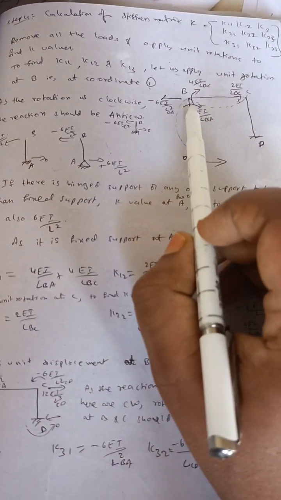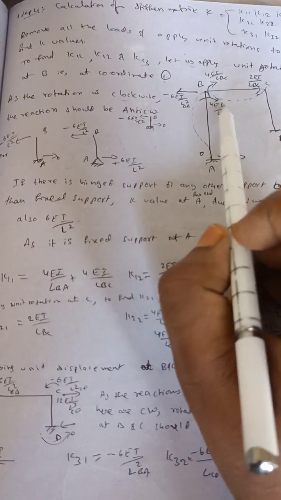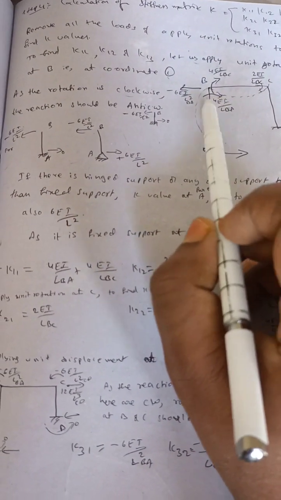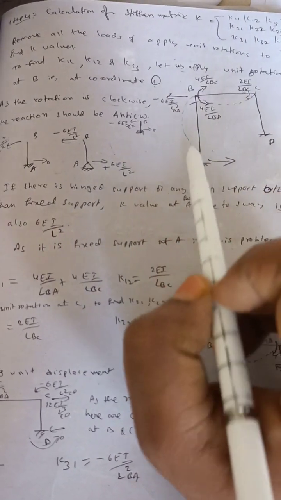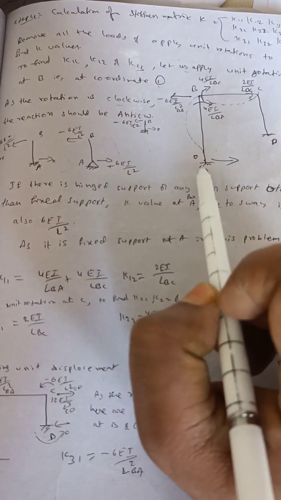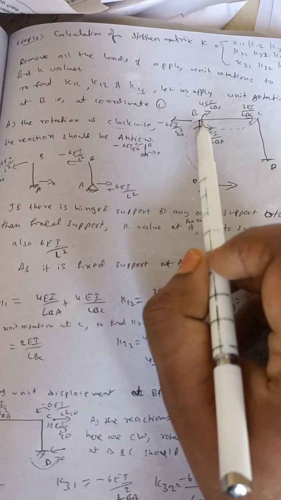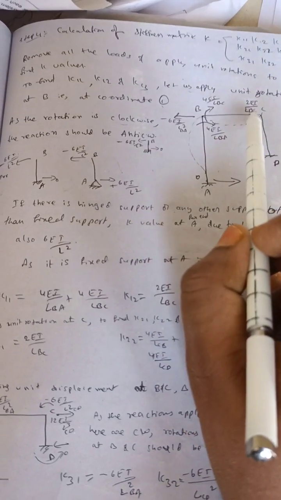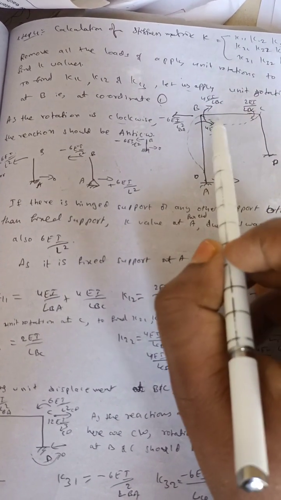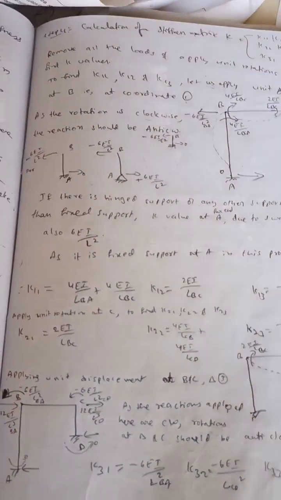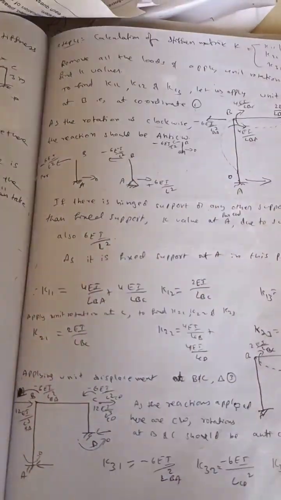Now, what is the formula for BA? It is 4EI by L BA. Here the far end is fixed, so 0. Now for BC, here it will be 4EI by L BC, and here it will be 2EI by L BC, clockwise, clockwise. Next, what about K13?